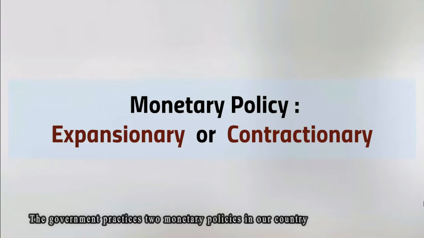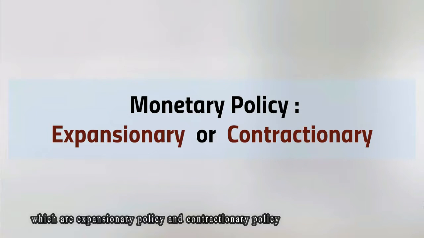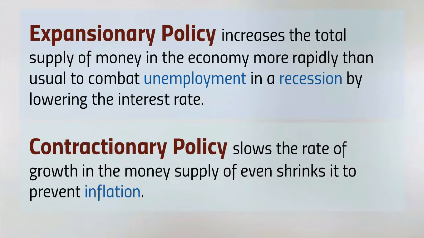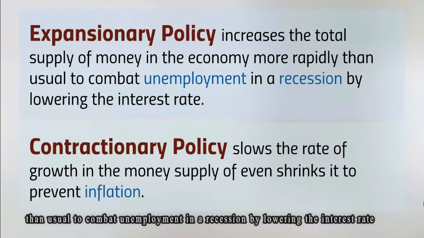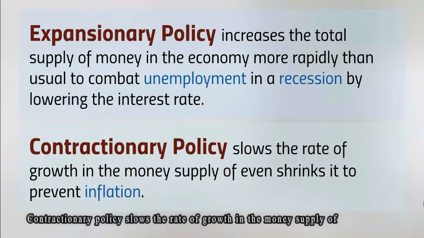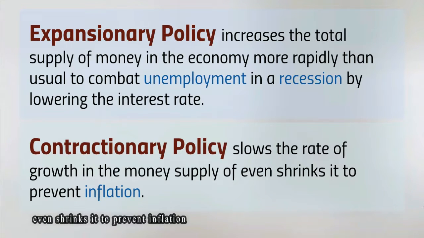The government practices two monetary policies in our country, which are expansionary policy and contractionary policy. Expansionary policy increases the total supply of money in the economy more rapidly than usual to combat unemployment in a recession by lowering the interest rate. Contractionary policy slows the rate of growth in the money supply or even shrinks it to prevent inflation.